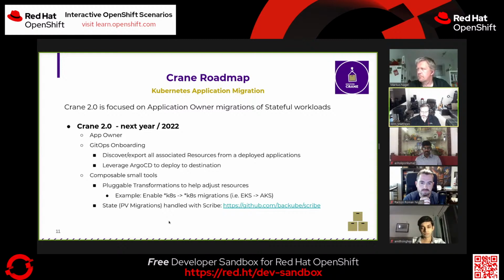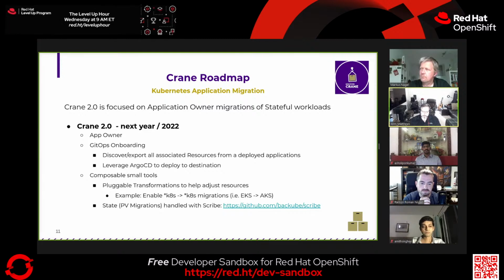That can be leveraged with Argo CD later to create a GitOps pipeline. Now, as we're building this through a series of small composable tools, we're doing that so we can give more flexibility and visibility to what's happening. And while we're doing that, we're also implementing a pluggable transformation mechanism.